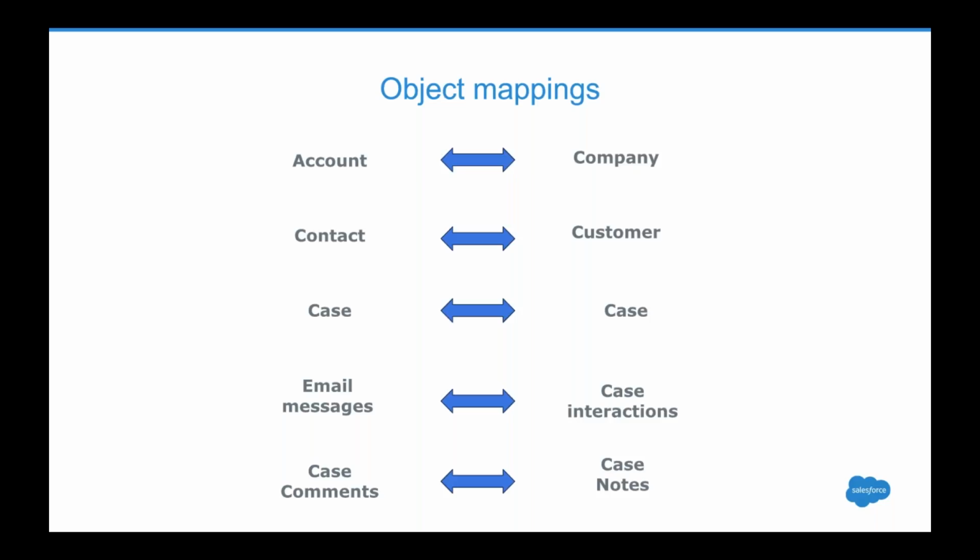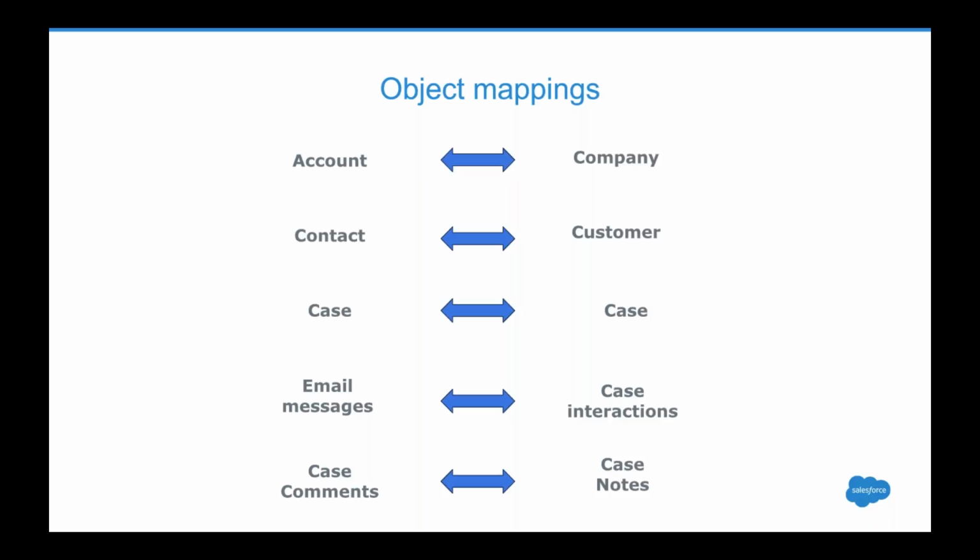And then cases in Salesforce are mapped to cases, which is the easiest. Email messages map to case interactions. So in Desk, when you have cases and you have inbound and outbound messages on those cases, we call them case interactions. In Salesforce, we call them email messages because you have an email related list where you can see all your email messages. So that's why case interactions in Desk will map to email messages in Salesforce.